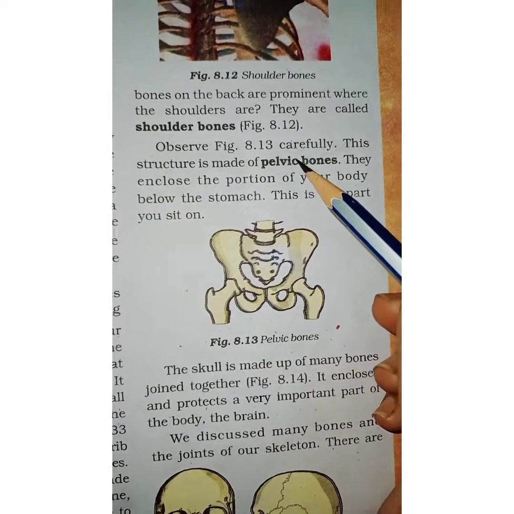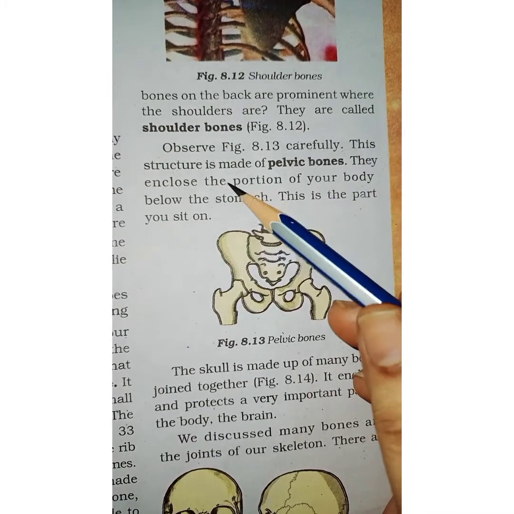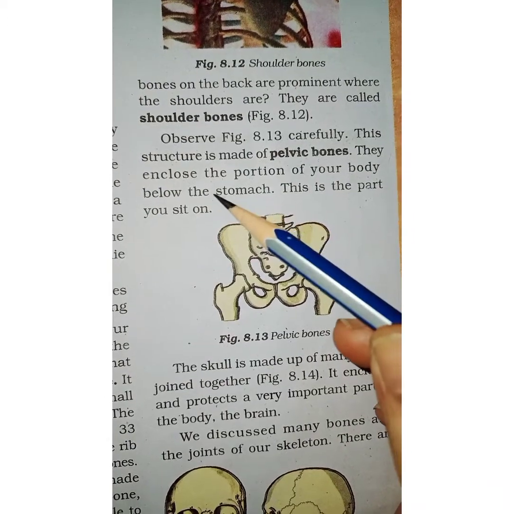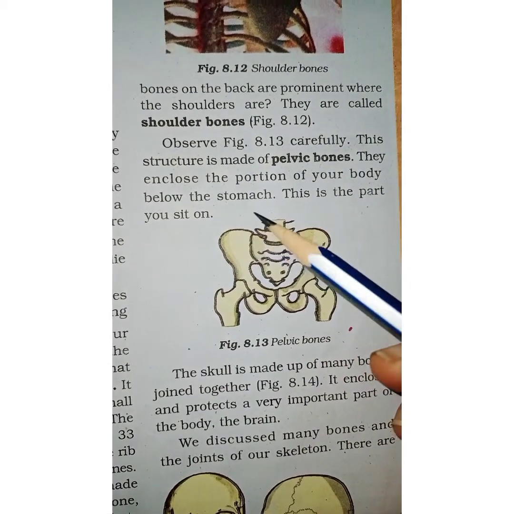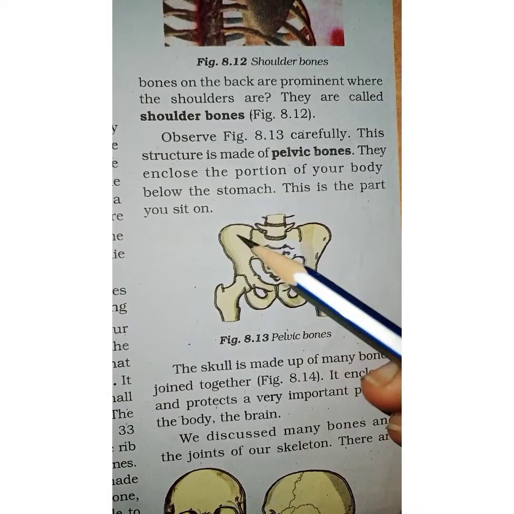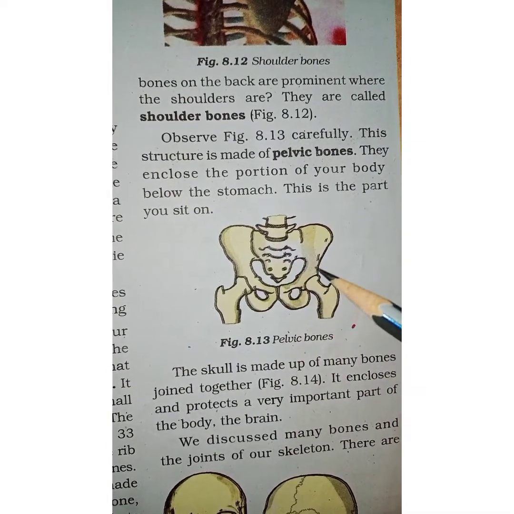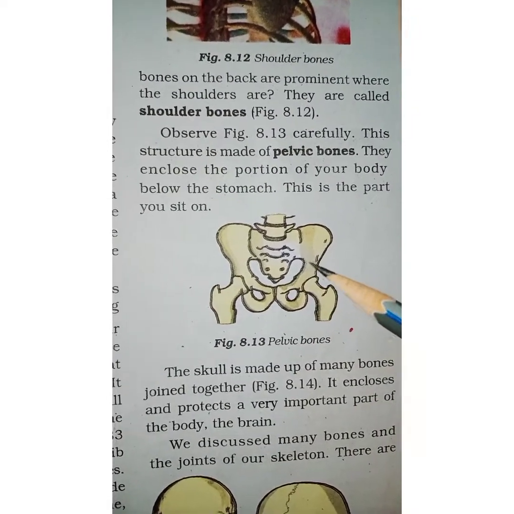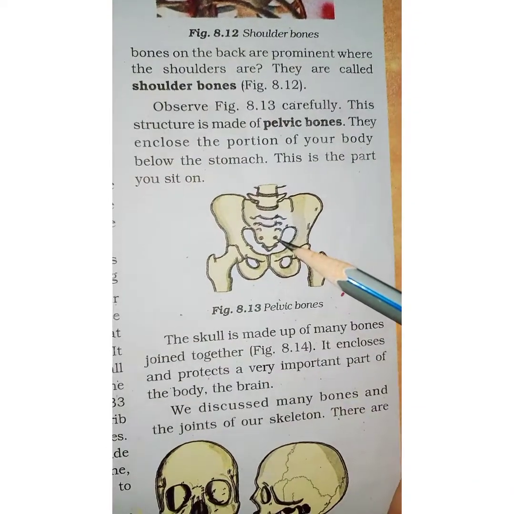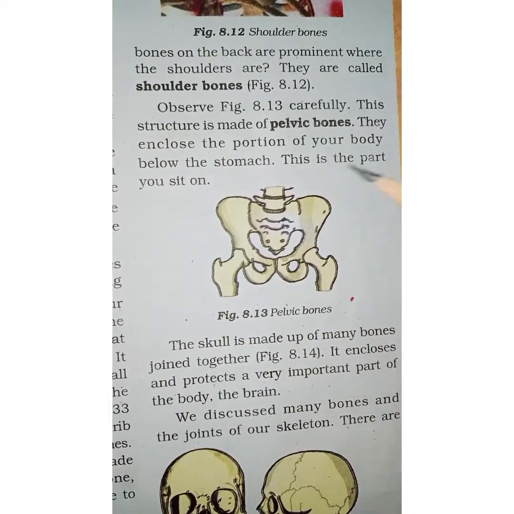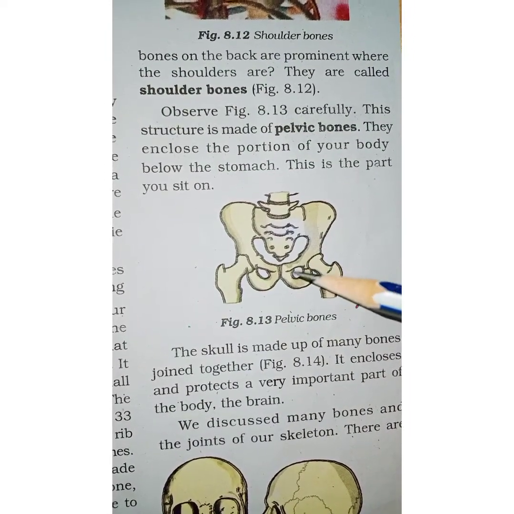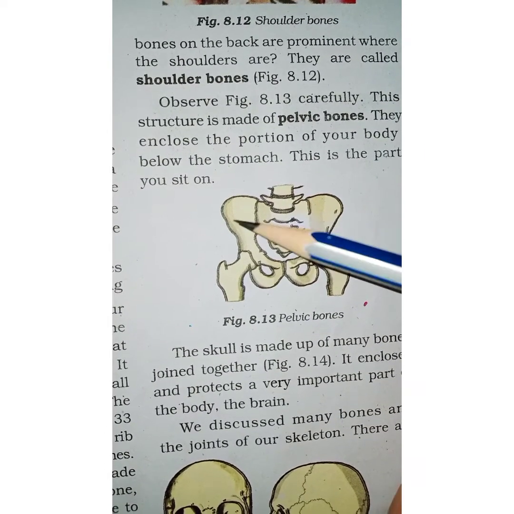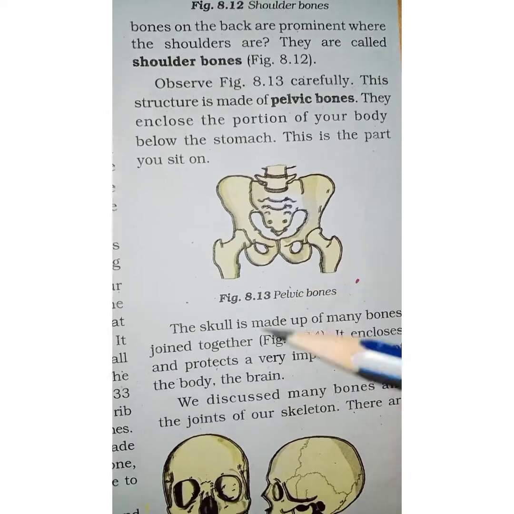Observe figure 8.13 carefully. This structure is made of the pelvic bone. They enclose the portion of your body below the stomach. This is the part you sit on. Because of the help of this pelvic bone only, we are able to sit erect and sit properly. This bone is below the portion of your stomach. Wherever your stomach is, the portion below that is nothing but this pelvic bone.